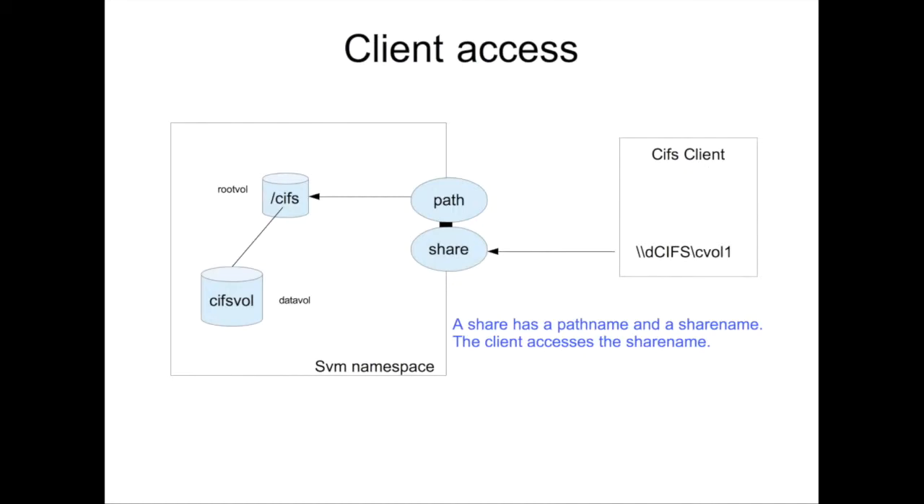So again, client access means that your client will need something which is called a share, and it will have to connect the share to a drive letter, and the share is connected to a path name that you as an administrator provide, and the path name obviously is a junction path that will lead you to the volume. So in summary, the share has a path name and a share name, and the client accesses the share name.